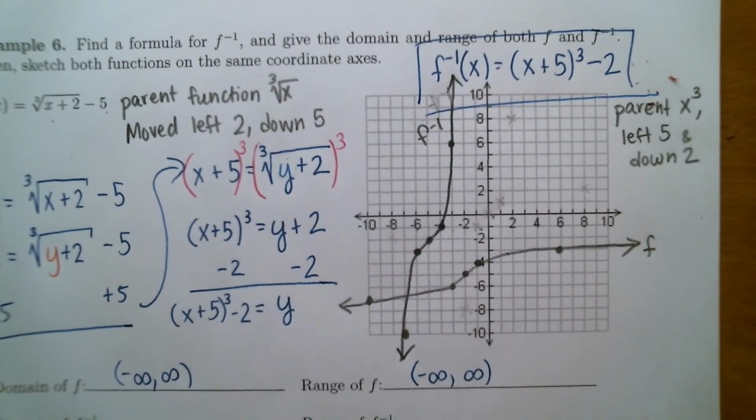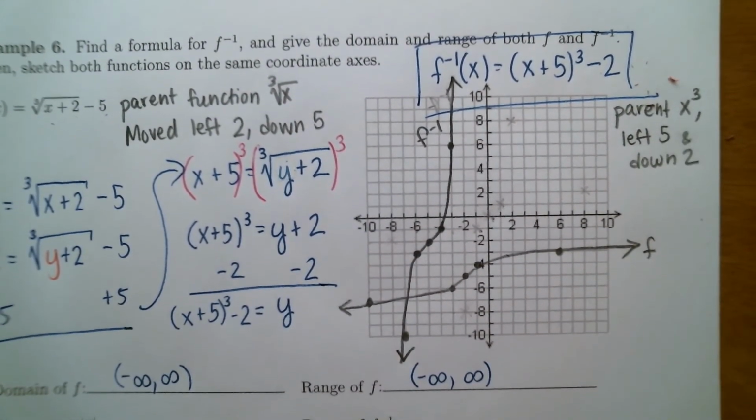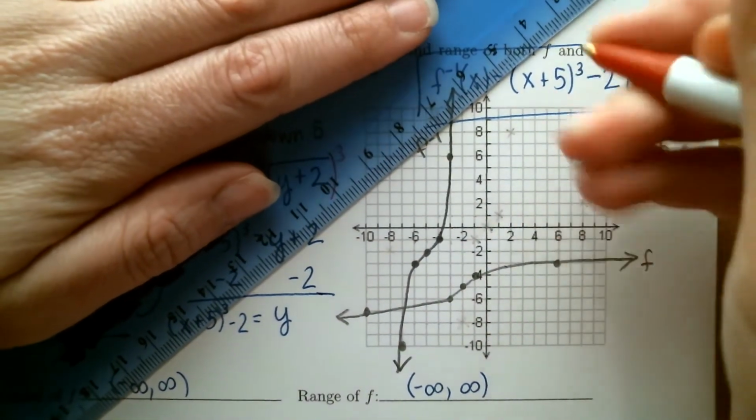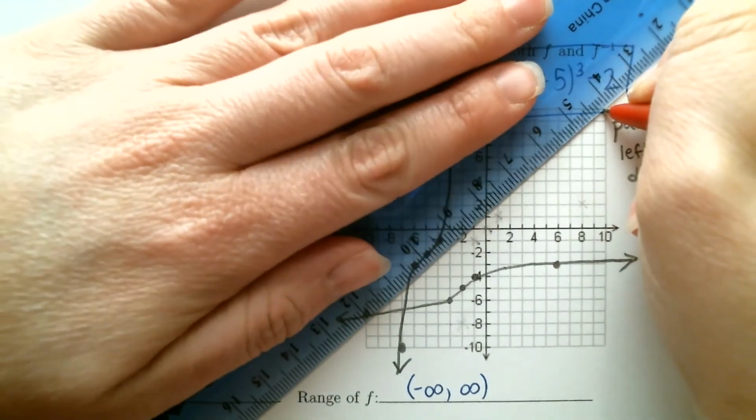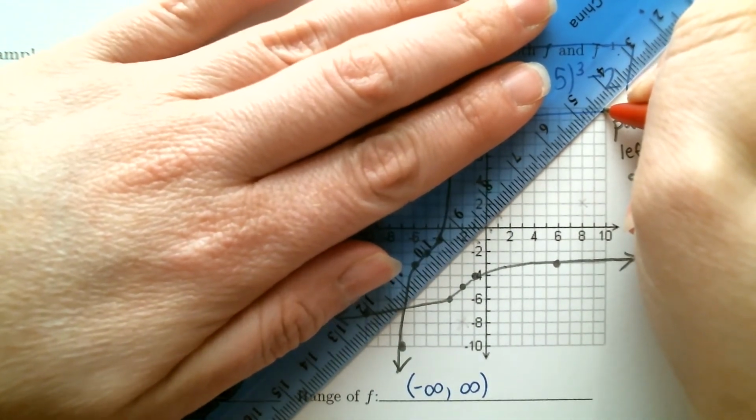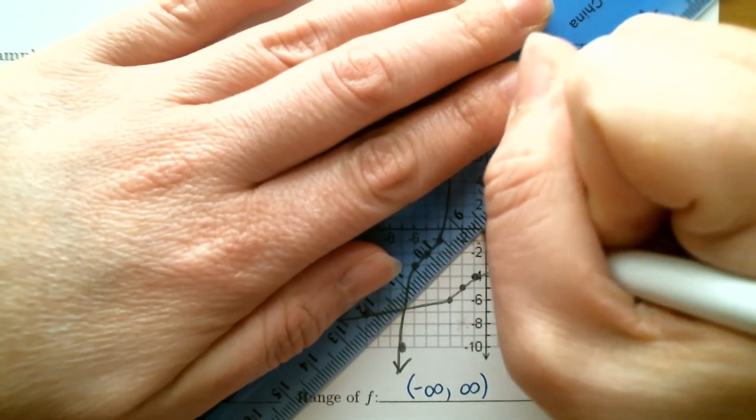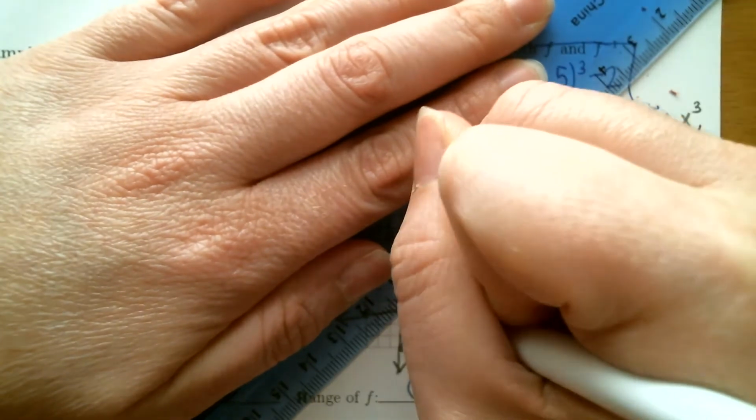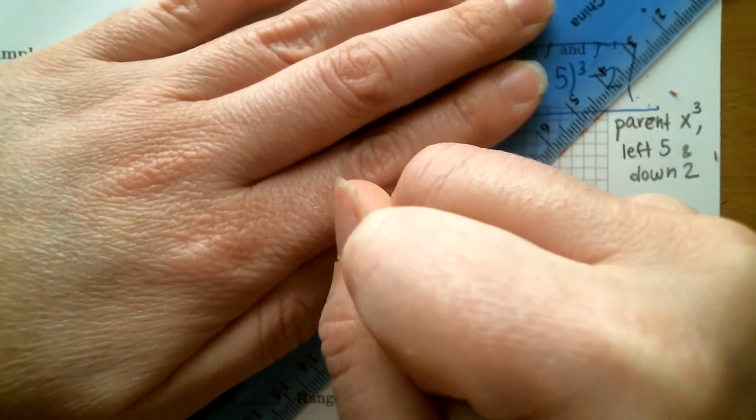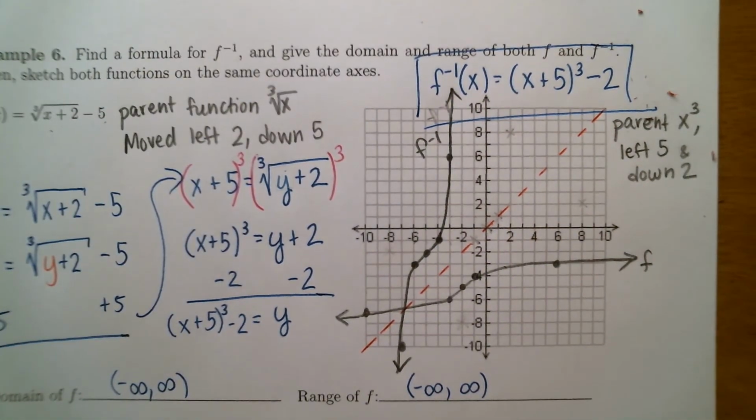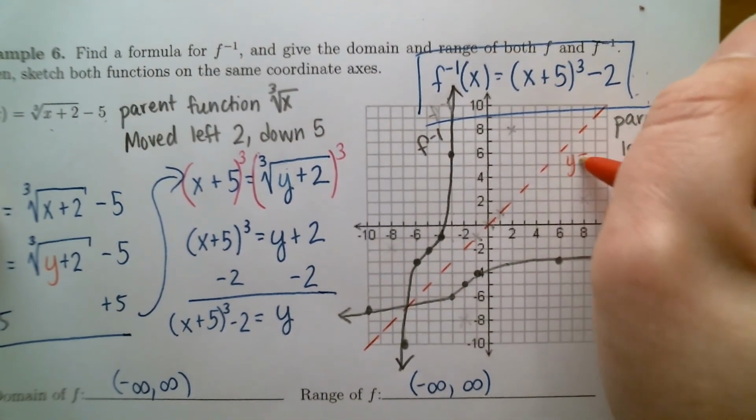I'm going to draw in y = x, that line. Again, y = x is just the line where the x coordinate is equal to the y coordinate. So it goes through the origin, (1, 1), (2, 2), (3, 3), and so on. Both the original graph and the inverse should be symmetric about this line. If you fold your sheet of paper along this red dotted line, the graph of the original will lie on top of the graph of the inverse. So this is the line y = x.